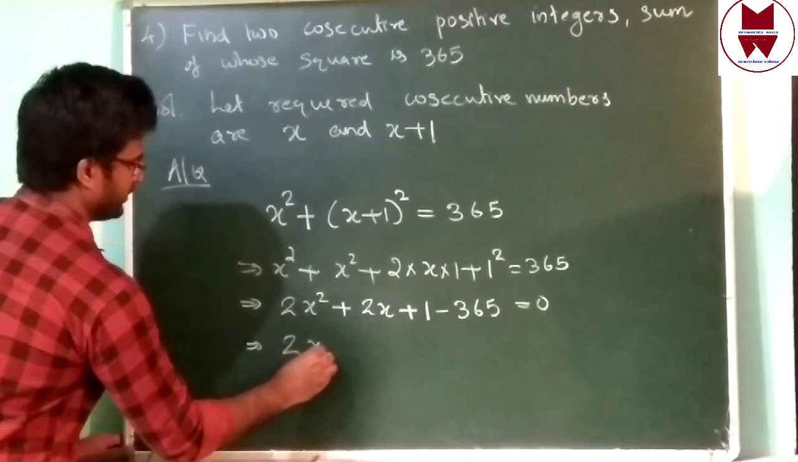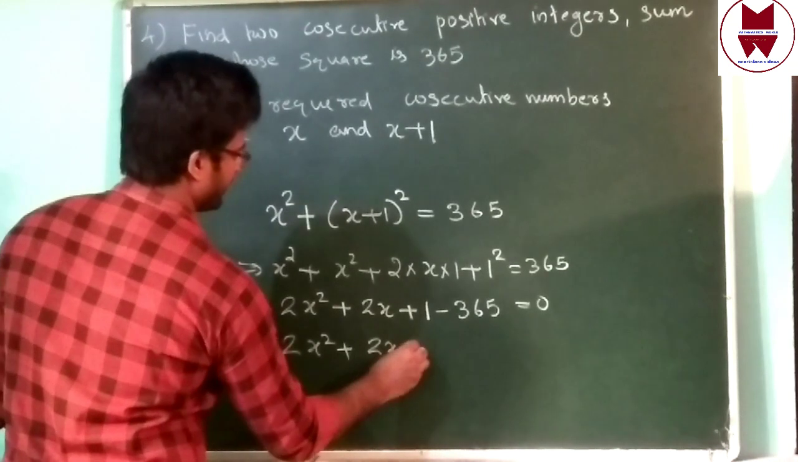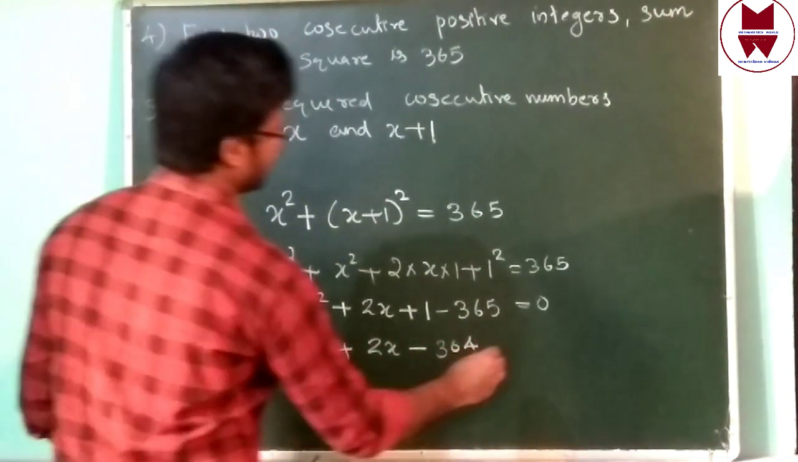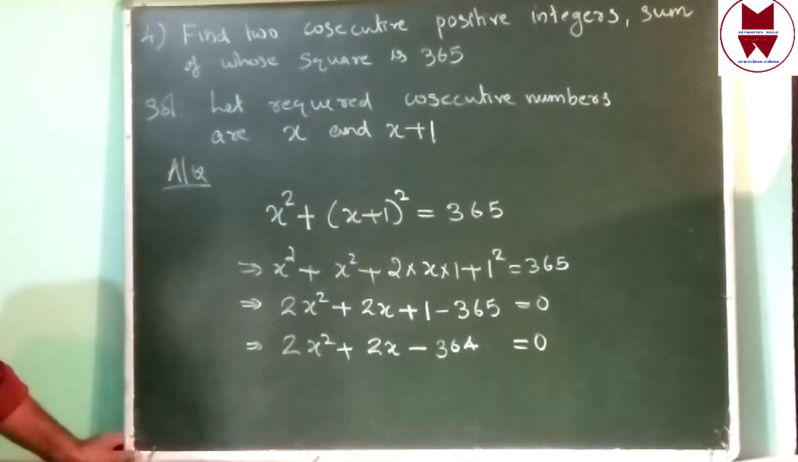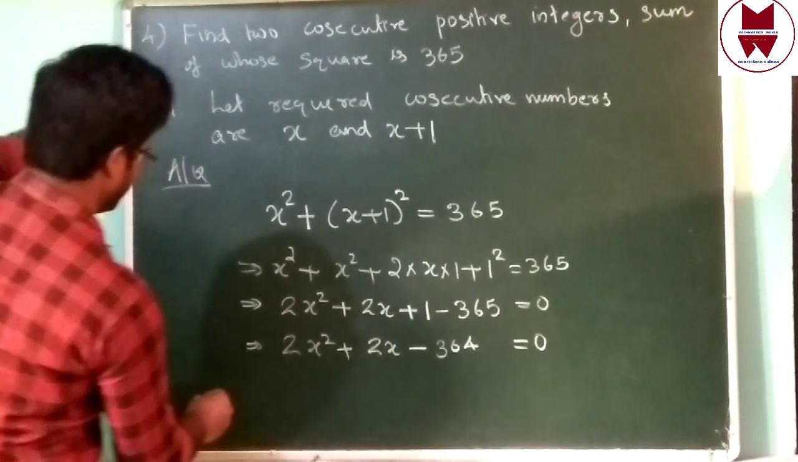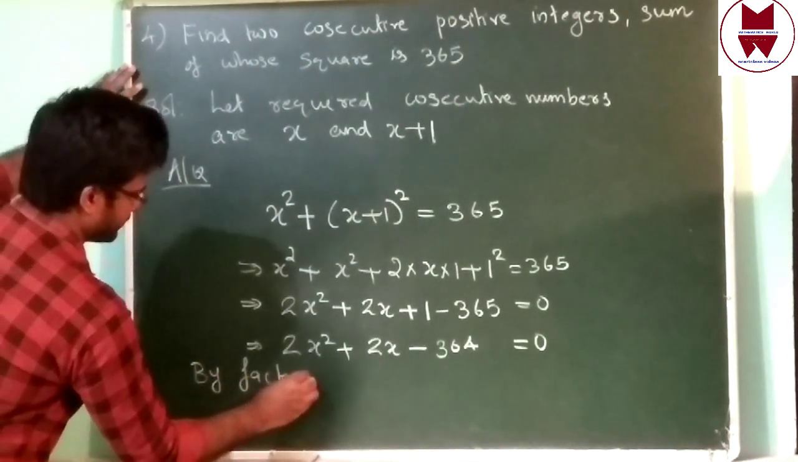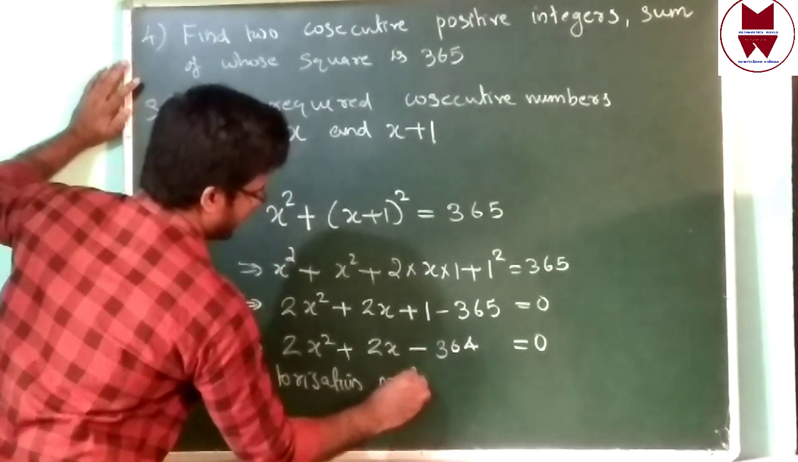2x square plus 2x minus 364 equal to 0. It is a quadratic equation. We can factorize by factorization method.